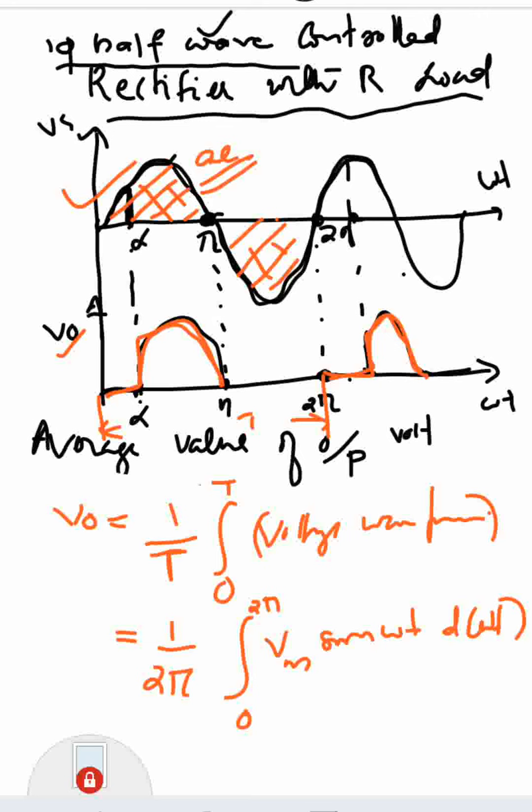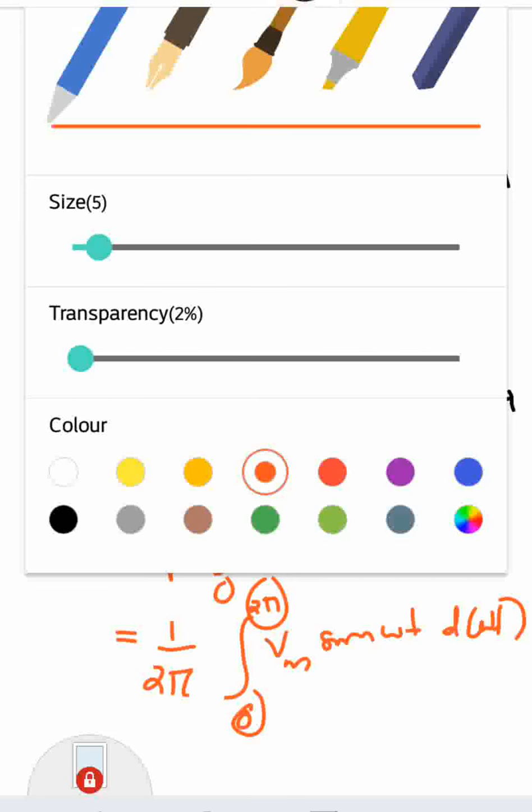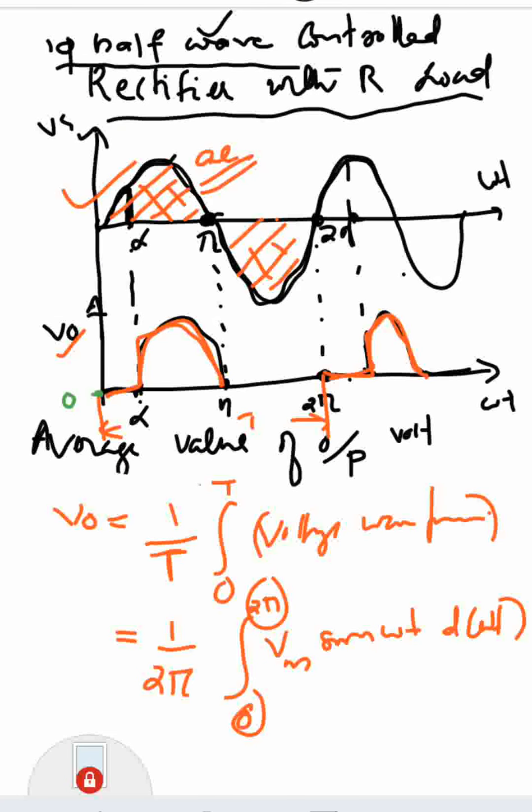Now from 0 to 2 pi, for the entire duration, from 0 to alpha the output voltage is equal to 0, and from pi to 2 pi the output voltage is equal to 0. So the voltage waveform expression is valid only in the interval alpha to pi. Even though you are writing 0 to 2 pi, the waveform is present only for the duration alpha to pi. So this is the final expression: 1 by 2 pi integral alpha to pi Vm sin omega t d omega t.